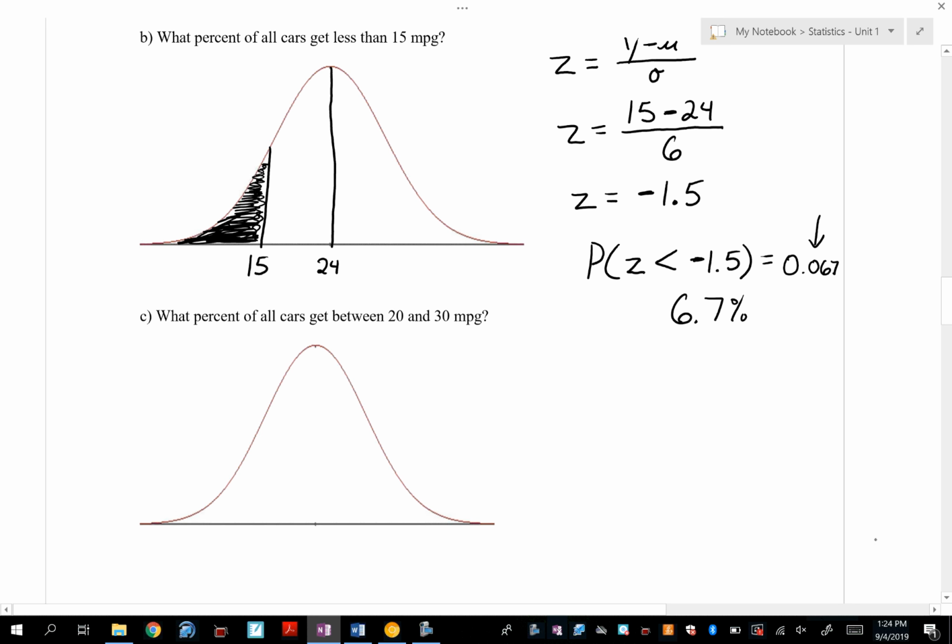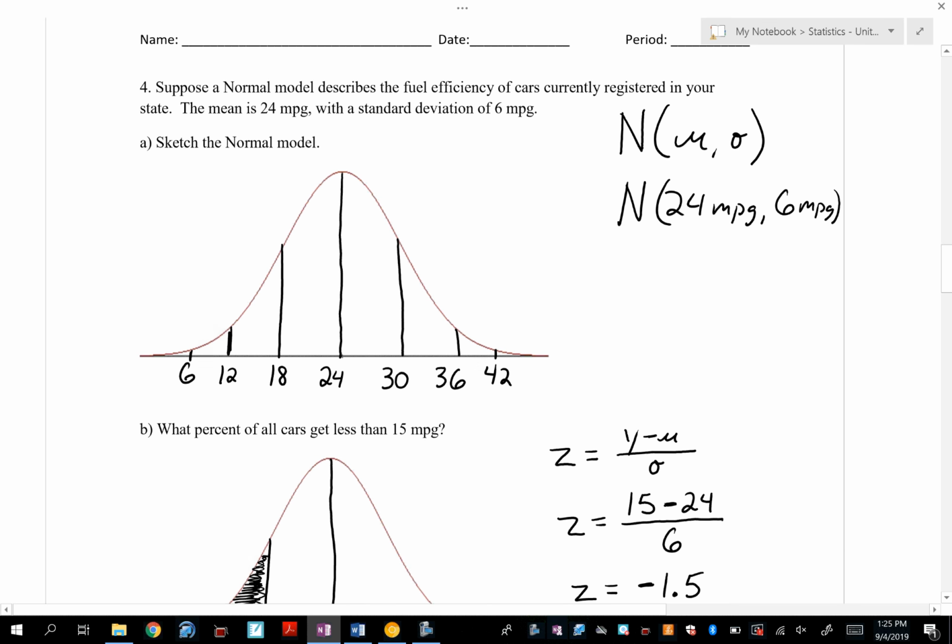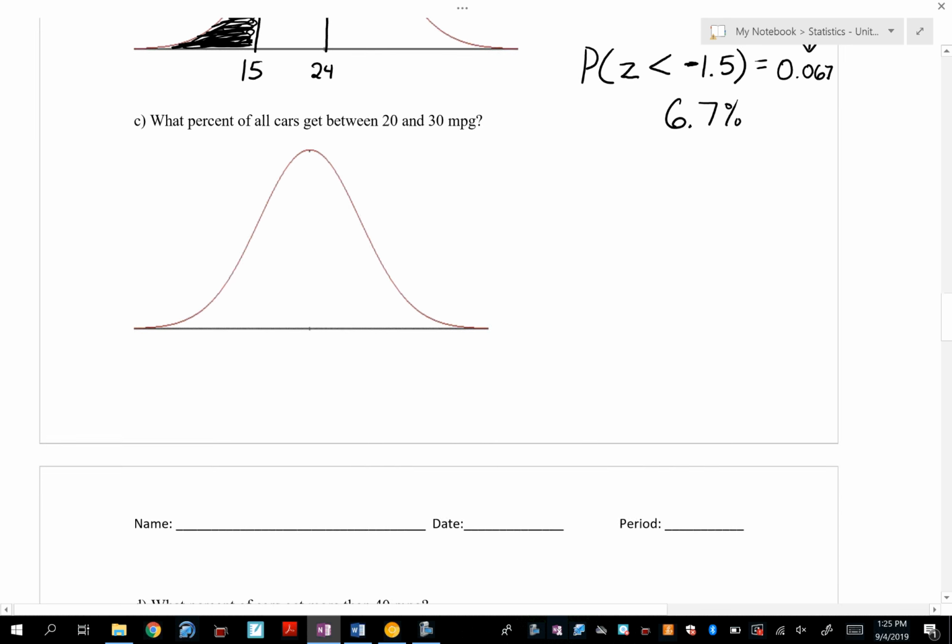All right, so we're here working on Chapter 6, example problems with our stats class, and we just finished doing letter B, asking percent of cars that get less than 15 miles per gallon. So we're focused on this normal model that has a mean of 24 miles per gallon and a standard deviation of 6 miles per gallon. We sketched the model to show you 3 above and 3 below in terms of standard deviation. So now we're on to letter C.